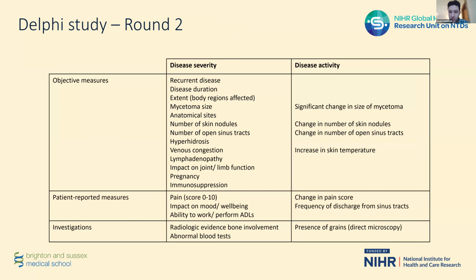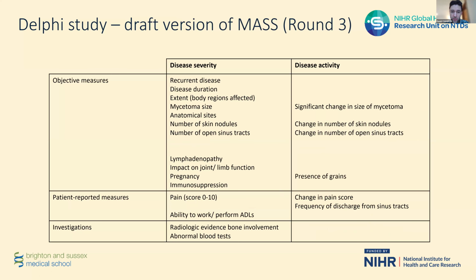So from this list of features that we sent out, there was a very high level of agreement, but for some of the features, there was not consensus. So for disease severity, there were these 3 items here, which there wasn't consensus, and they were removed. And these 2 features here, so increase in skin temperature and the use of direct microscopy, there wasn't consensus on those, so we removed those from the scoring system.